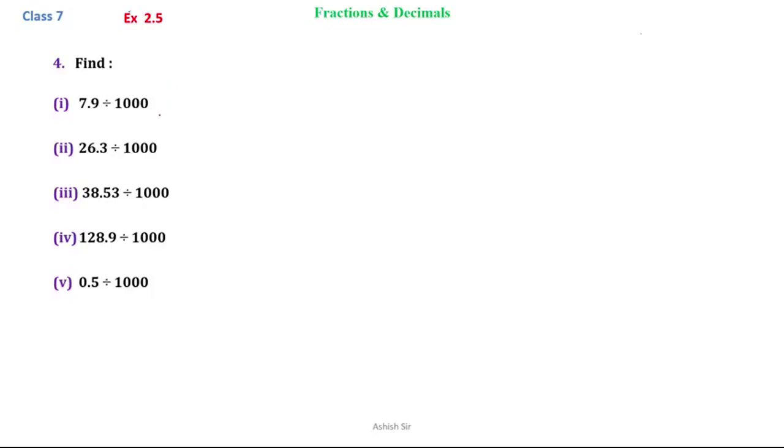Exercise 2.5, question number 4. We need to divide 7.9 divided by 1000. So here we see that there are three zeros, and we know that when we divide, the decimal point will move towards the left. So here there are three zeros, so the decimal point is going to move three digits to the left.